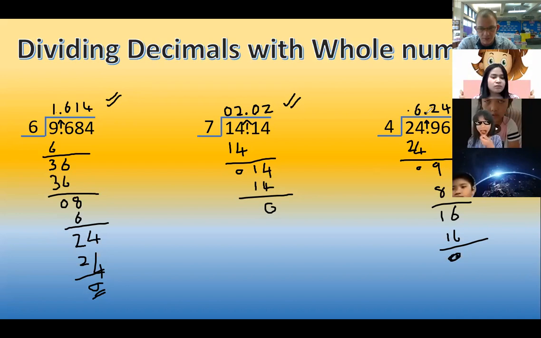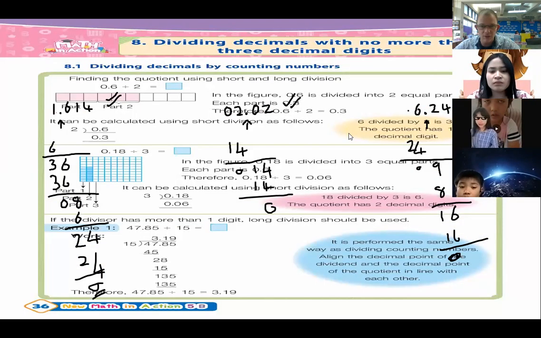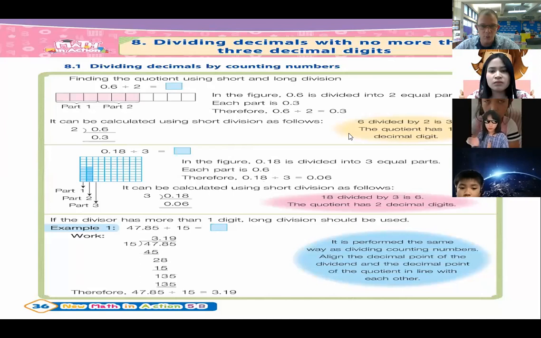We always have to remember to put our decimal point in the correct place. So moving forward, let's have a look at what they tell us in the book here. In the book, they have 2 ways. They have the way of dividing decimals by counting numbers, and for example, find the quotient using short and long division.